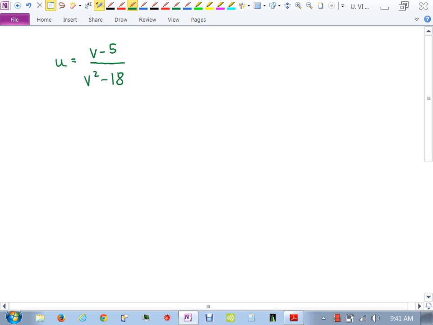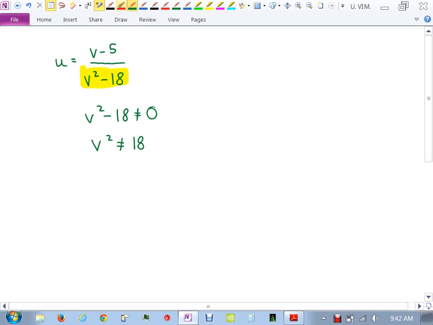Okay, so the denominator is what we're concerned about here. There are no square roots, so we don't have to worry about that. So just the denominator, we want to make sure it's not equal to 0. Now, to solve this quadratic, you can move your 18 to the other side. This is one way, by adding 18 to both sides.